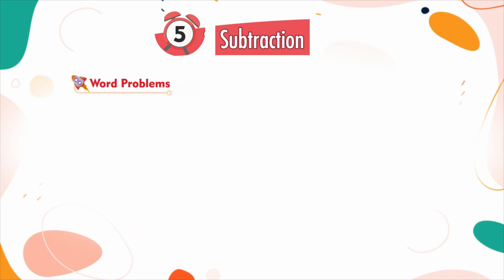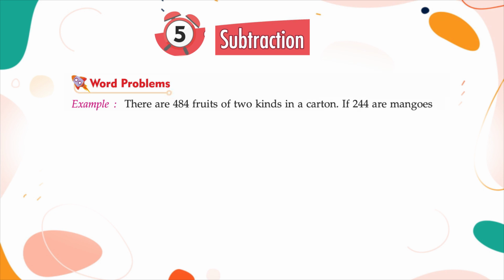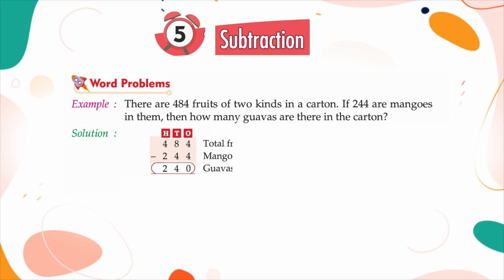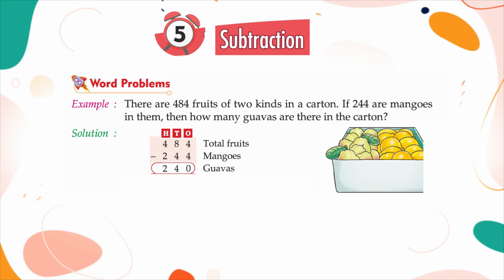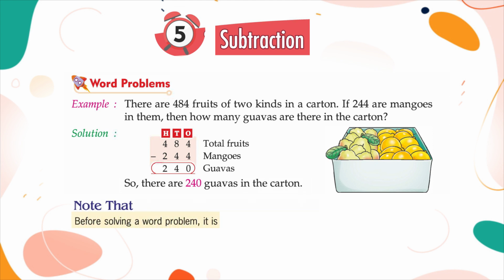Word problems. Example, there are 484 fruits of 2 kinds in a carton. If 244 are mangoes in them, then how many guavas are there in the carton? Solution. 484 total fruits minus 244 mangoes is equal to 240 guavas. So, there are 240 guavas in the carton. Note that before solving a word problem, it is very important to understand it. So, read it properly before solving it.